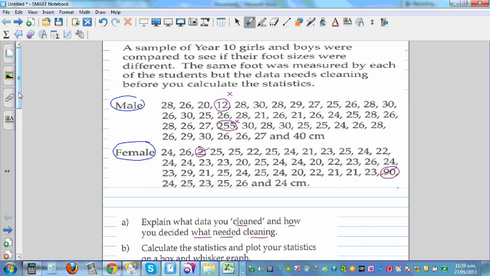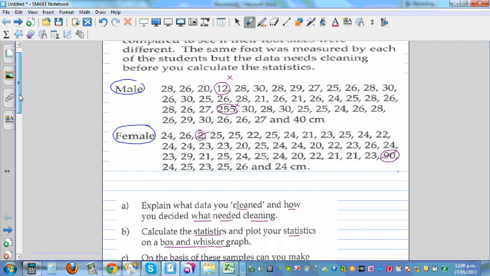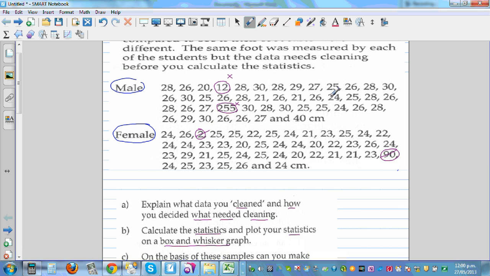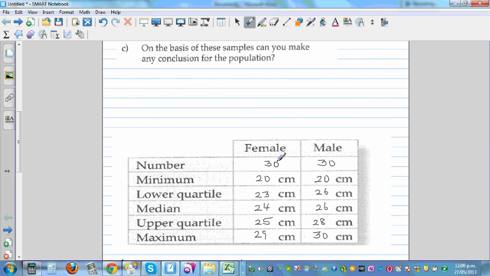Now what you have to do is calculate statistics and plot your statistics on a box and whisker plot. To calculate statistics, you're talking about minimum, lower quartile, median, upper quartile, and maximum. The first thing that we need to do is to order them. I have already worked this out. I have taken 30 of this. There are around 45 data here, if you ignore this and this, so you don't need to take all the data. I took 30 from both male and female, and this is my statistics.